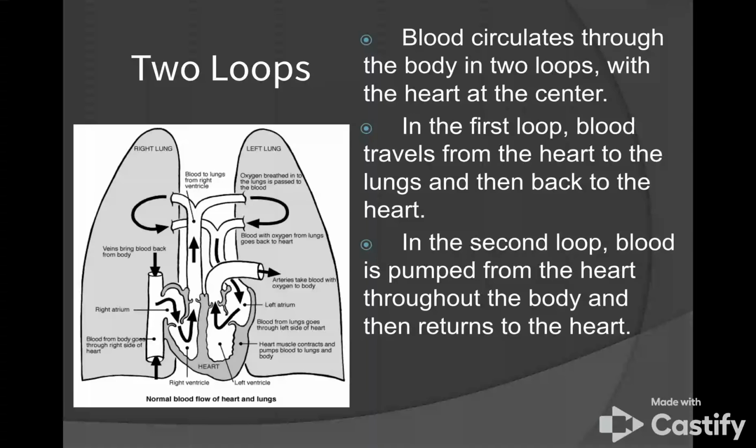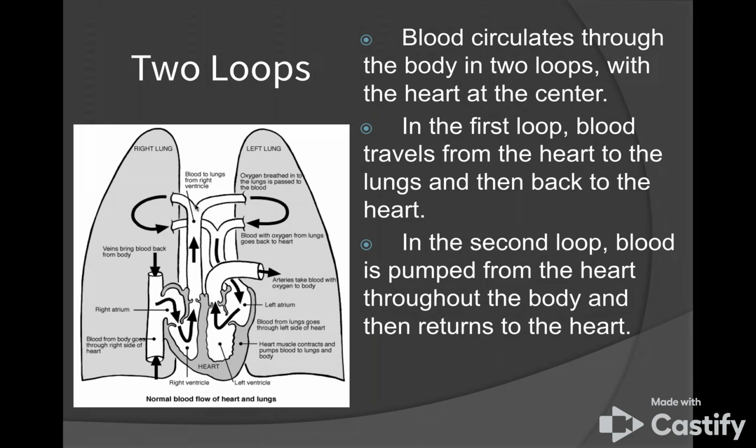So your blood circulation basically has two big loops with your heart in the middle. In the first loop, the blood goes from the heart to the lungs and back again. So it's a really short loop. But this blood is coming right here from your right atrium to your right ventricle, and then it comes up here and it goes right to your left lung and to your right lung.